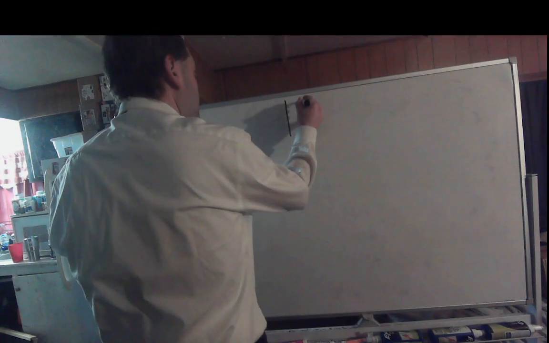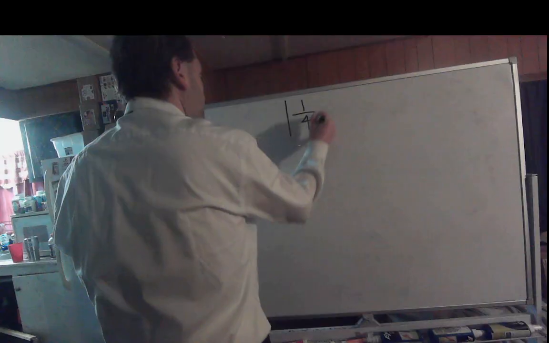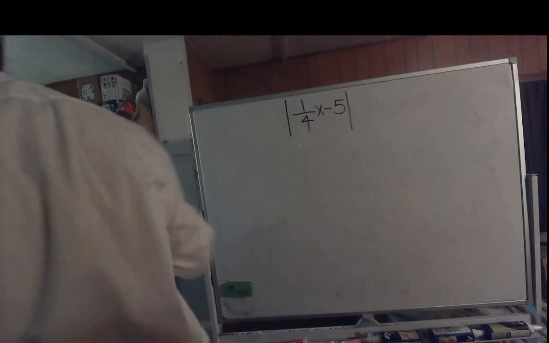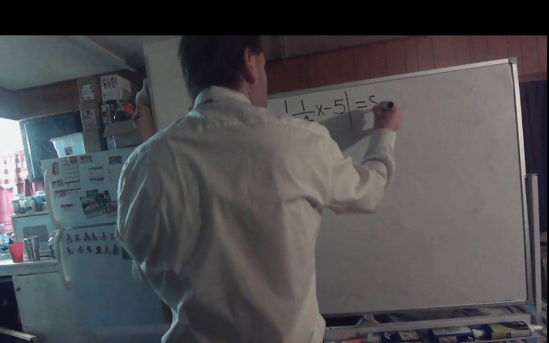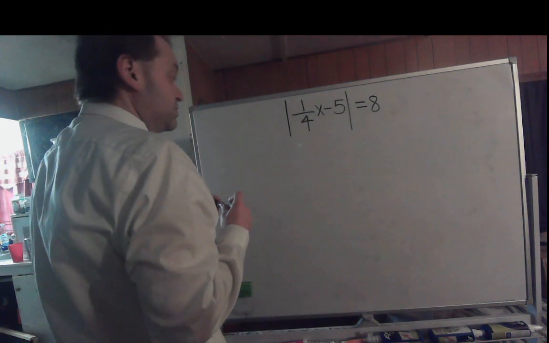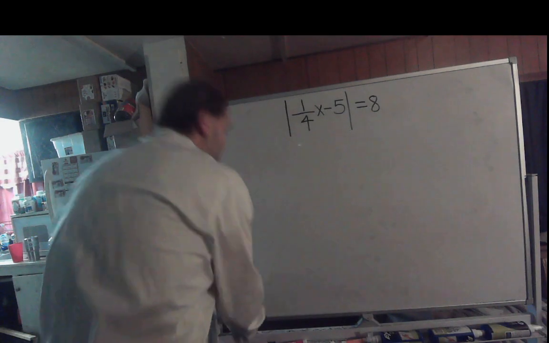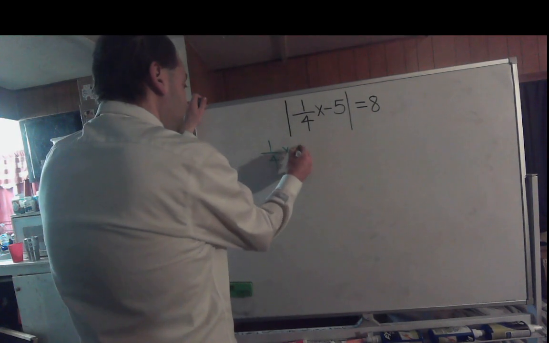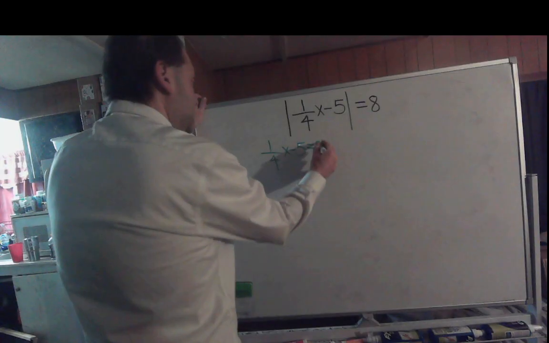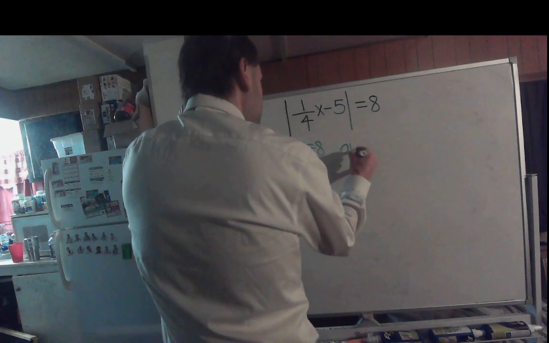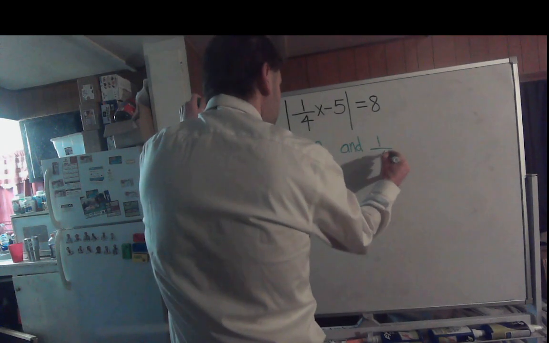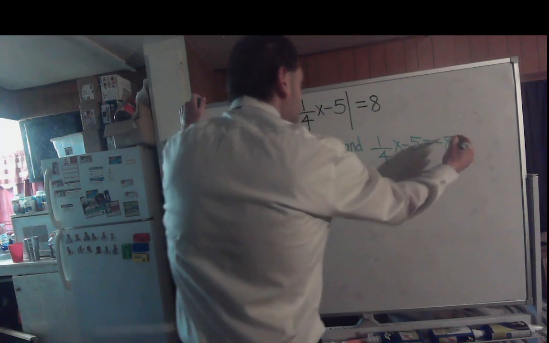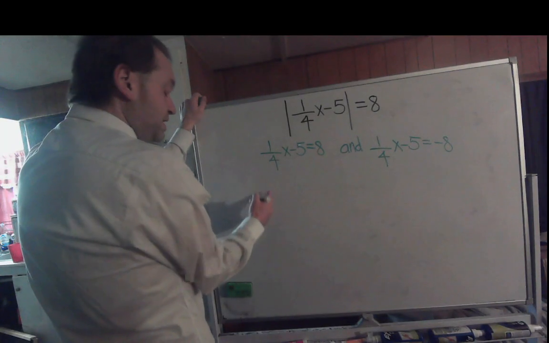Alright, so let's see. We have the absolute value of 1/4 x minus 5. That's all going to be equal to 8. So then you will take, of course, each equation separately. So take your 1/4 x minus 5, set that equal to 8, and then you will take your 1/4 x minus 5, you'll set that equal to negative 8. So then solve for 1/4 x for each of these.